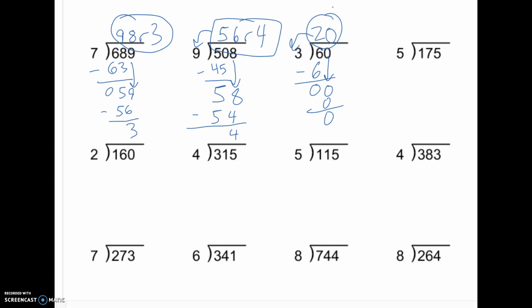All right, last one that we'll talk through, and then for the rest of them, I'm just going to work them out, or just write the answers so you can check your work against it, okay? All right, 5 goes into 1. It doesn't. So 5 goes into 17 3 times. 3 times 5 is 15. Subtract, and we get 2. Bring down the 5 for 25. 5 goes into 25 exactly 5 times.